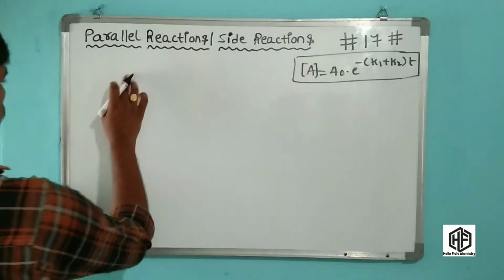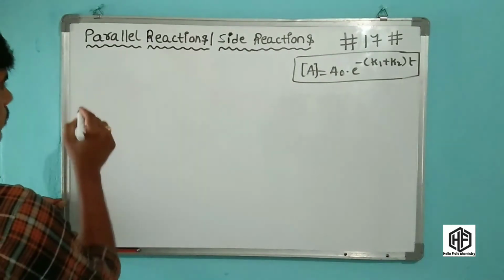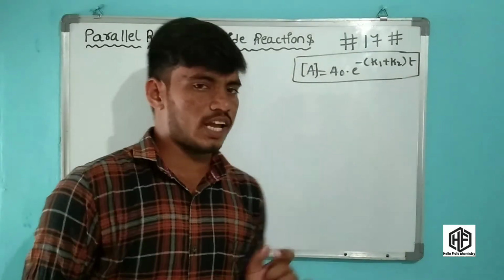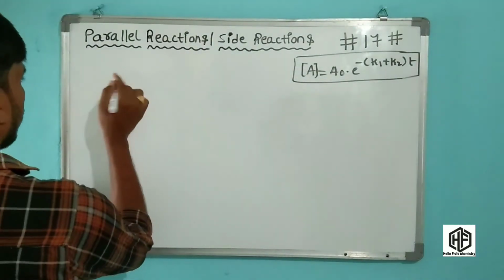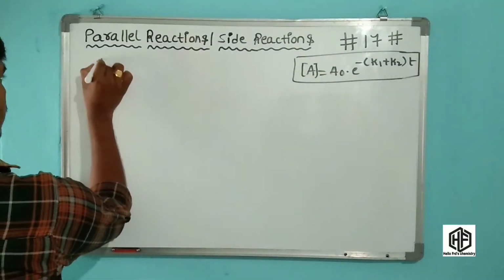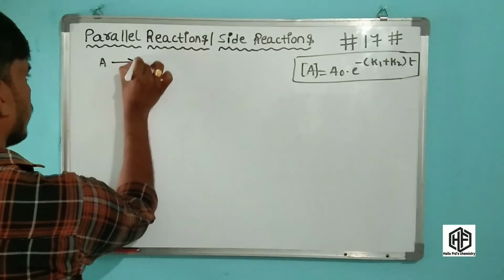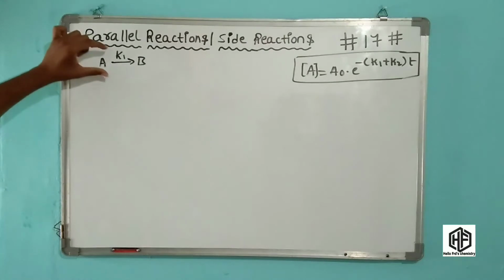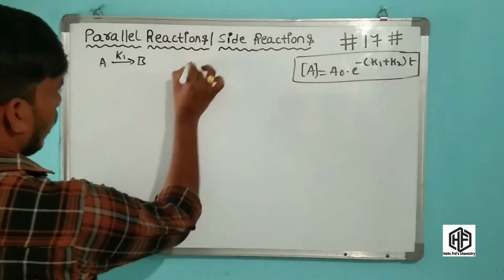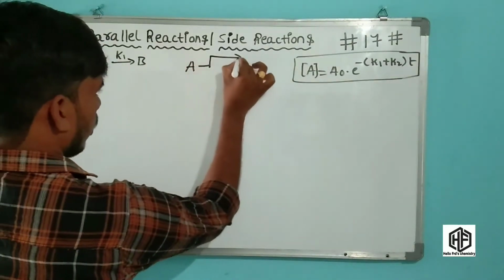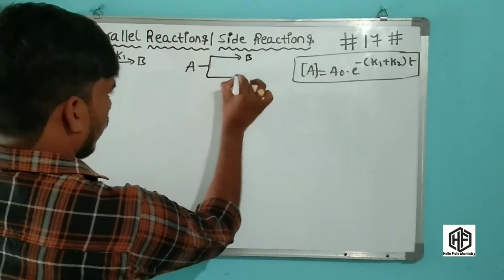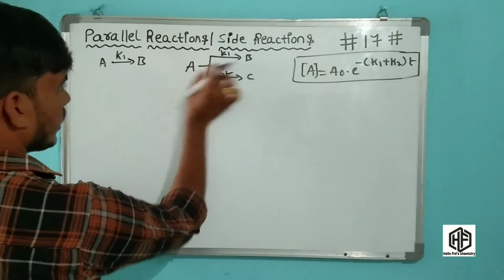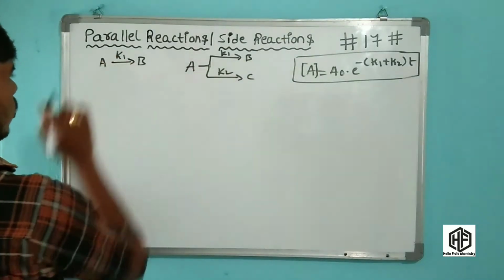Okay friends, now another important expression is the concentration of B, that is, the product versus time. What happened, friends? Generally the reaction is A gives B, and the rate constant of this reaction is k1. Now one of the parallel reactions is like this: A gives B and C, with rate constants k1 and k2. Now this reaction, A gives product B, has rate constant k1.